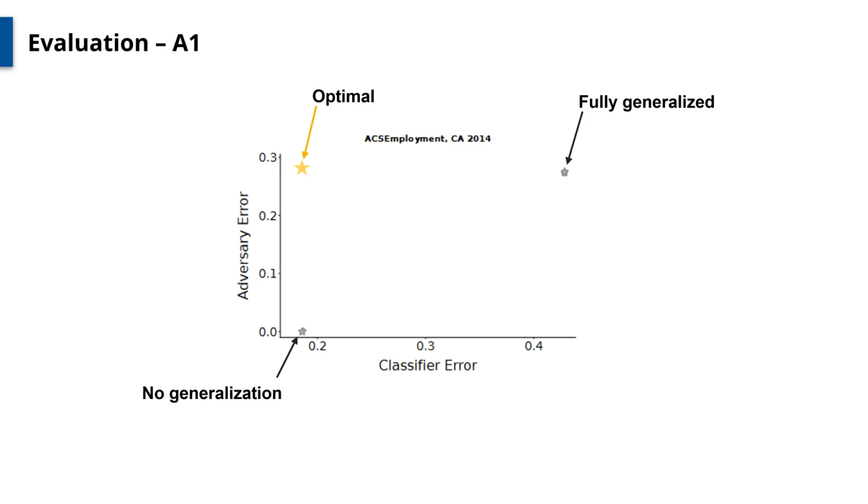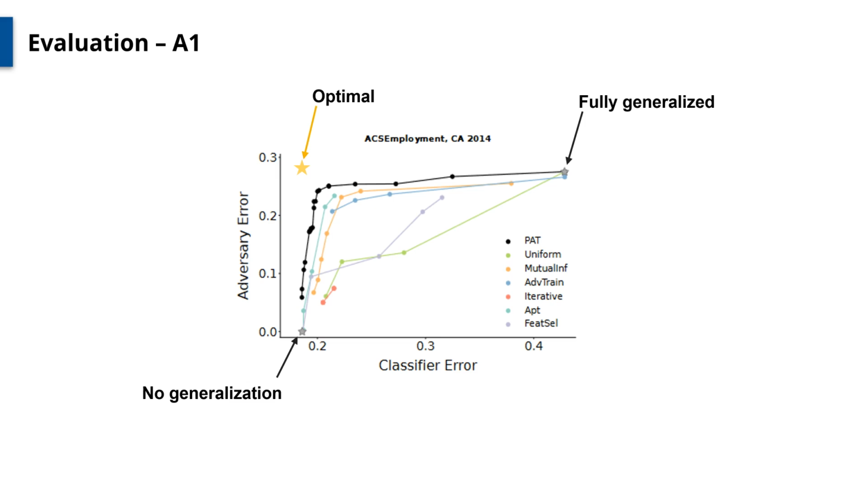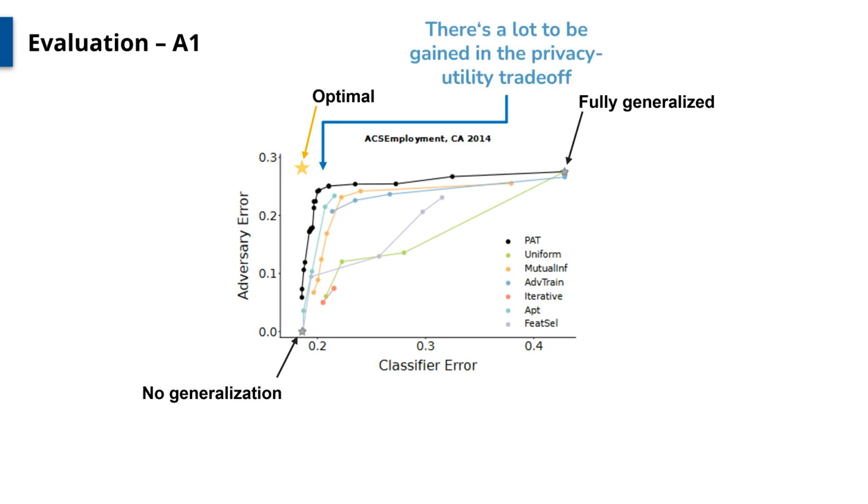Putting in the Pareto curves over all methods and their hyperparameters, we can observe two things. First of all, there's a lot to be gained in the privacy utility trade-off. PET achieves almost the same utility as non-minimized data, while at the same time sacrificing only small amounts of privacy. Secondly, we notice that PET consistently dominates all other approaches in the utility privacy trade-off. This is an observation that we have made across all evaluated datasets.